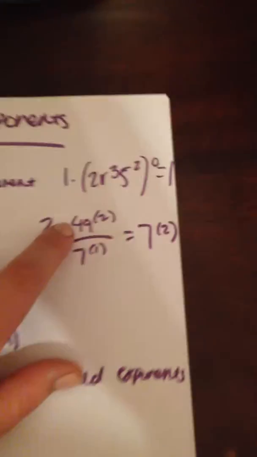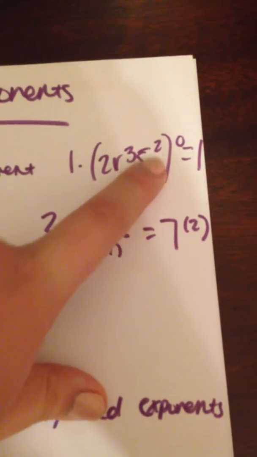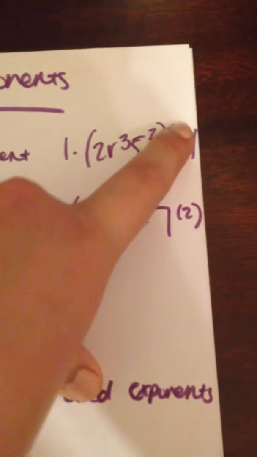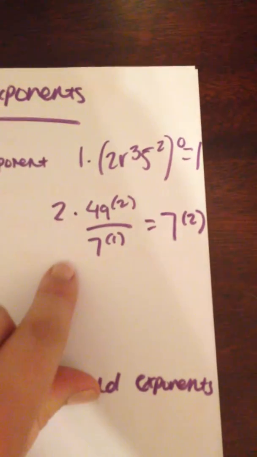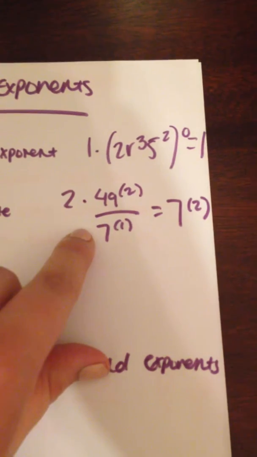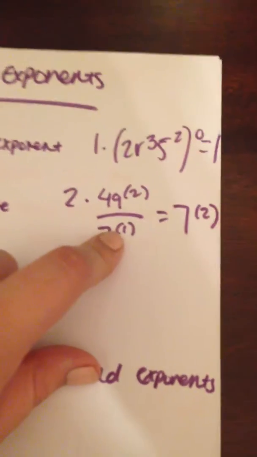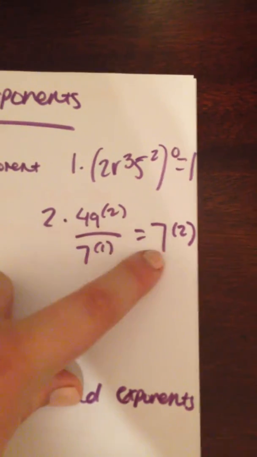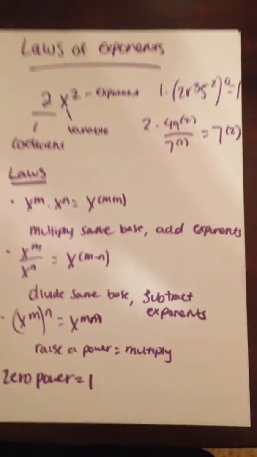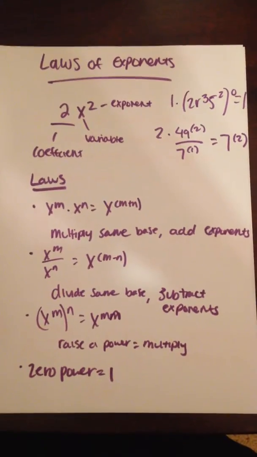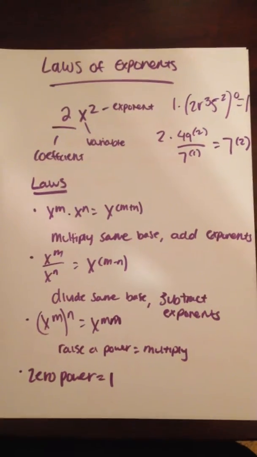So my first problem I have right here is 2r to the third and 5 squared, in parentheses, to the 0 equals 1. No matter what you see, it equals 1. And then I have one of the dividing ones, and since they have the same base, you divide 49 divided by 7, and then you subtract the exponents, and so that's when you get 7 squared. Like I said, this is one of the easier ones. You just have to remember your laws, and study.